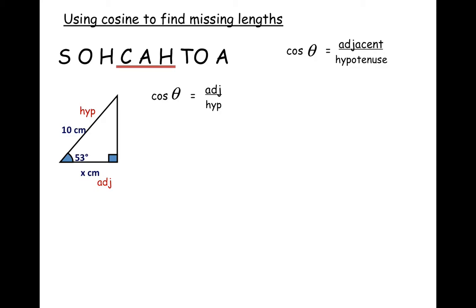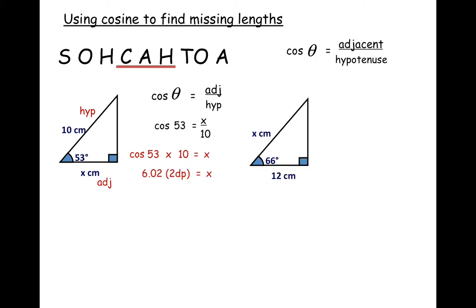I plug in the right numbers where they're supposed to go. Cos 53 equals adjacent over 10. My unknown's at the top, so therefore I know I need to multiply everything on the left by 10. So cos 53 times 10 gives me my unknown. So therefore my unknown is now 6.02 to 2 decimal places. So 6.02 centimeters.